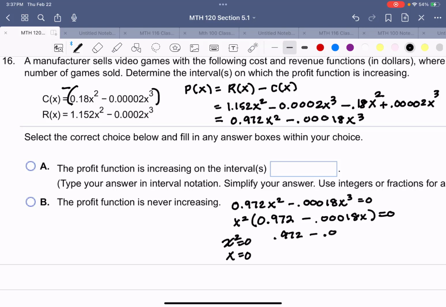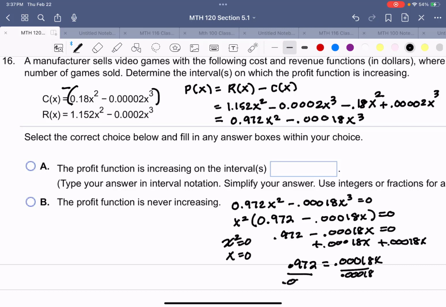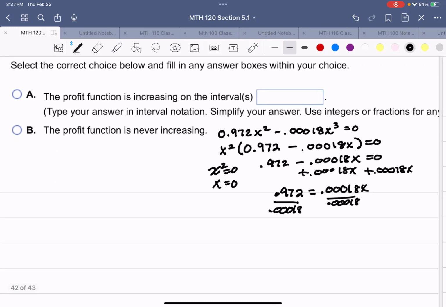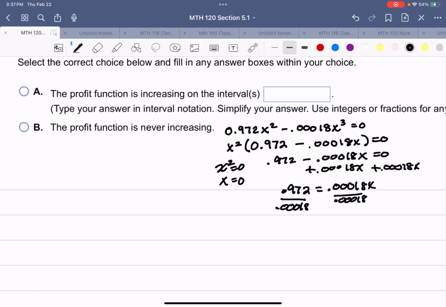0.972 minus 0.00018x equals 0. So I'm going to add this 0.00018x to both sides. 0.972 equals 0.00018x, divided by 0.00018, 0.00018, 0.972 divided by 0.00018 is x equals 5,400.